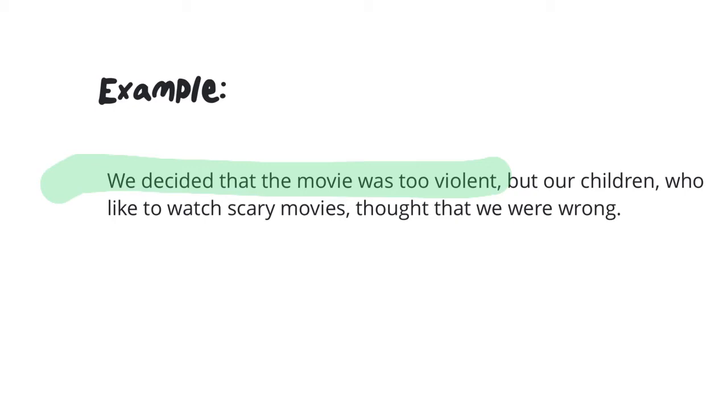So if you're looking for the noun, we're looking at children. If we're looking for the verb, we're looking at thought. That makes our second independent clause, but our children thought that we were wrong. If we look further at the dependent clause, which is the appositive here, who like to watch scary movies, that completes our compound complex sentence structure. We have the two independent clauses, and then we have the dependent clause.